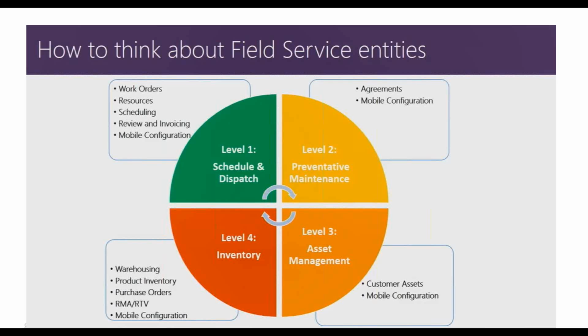And then finally, level 4 is even deeper yet, dealing with product inventory, dealing with multiple warehouses. Perhaps you've got a series of people out in the field with their own trucks, and each one of those trucks has their own inventory. You are adding in purchase orders, RMAs, all of the encompassing inventory management function, which is out of the box. So as we look at this chart real quickly, all of these pieces and parts within field service really come deliverable out of the box.